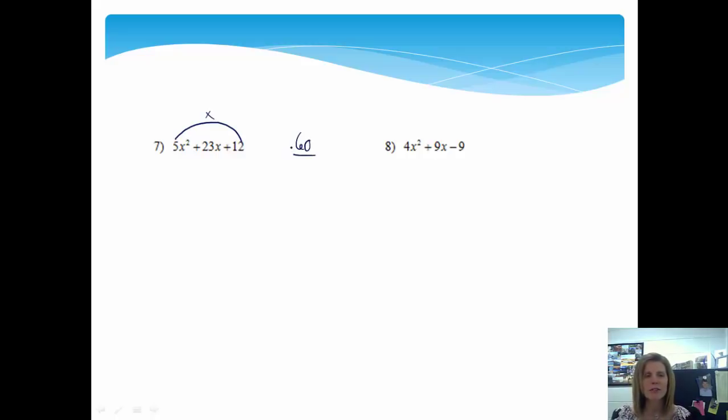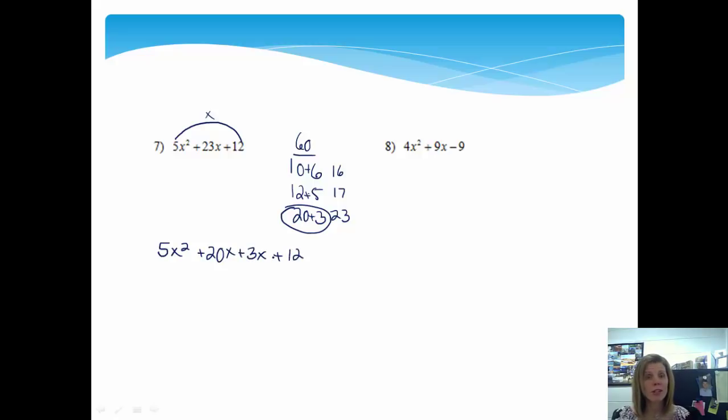Right? Let's just think of some choices. What times what would give me 60? 10 times 6, 12 times 5, 20 times 3. I think that's good for now, so let's see how we do. Put plus signs in between. 10 plus 6 is 16, 12 plus 5 is 17, 20 plus 3 is 23. Notice we were looking for 23, we found it. So let's split our polynomial up. We're going to have 5x squared plus 20x plus 3x plus 12.